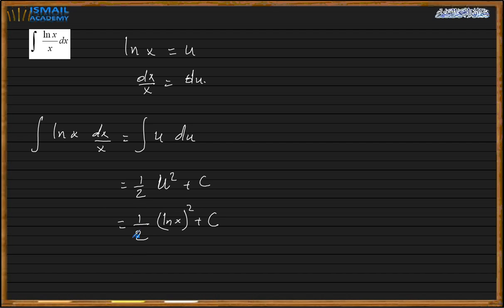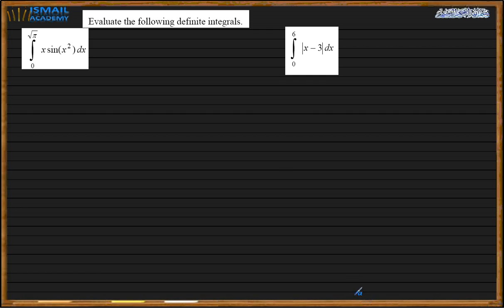So this is straightforward. Now let's evaluate this integral. Here I will choose u as x squared, because if I take the derivative of x squared, it gives me 2x, which is just x. I can multiply here by 2 and here by half in order for me to get the derivative of the inside.